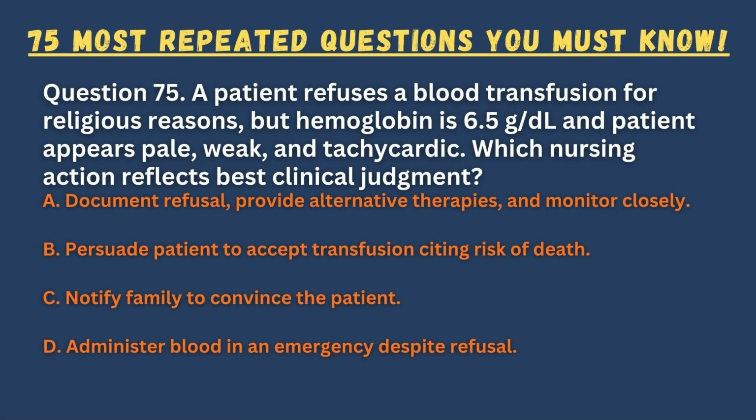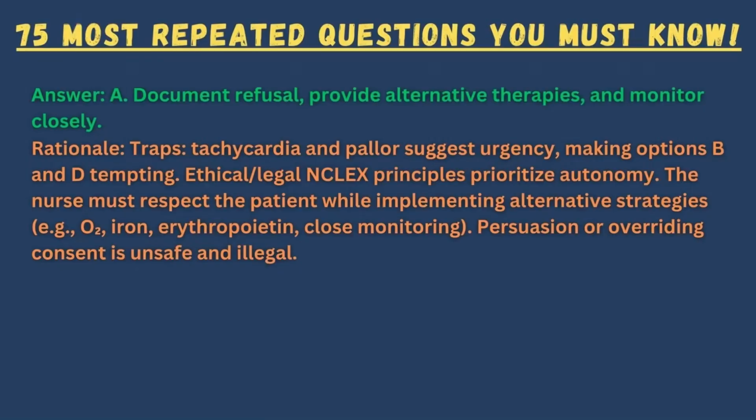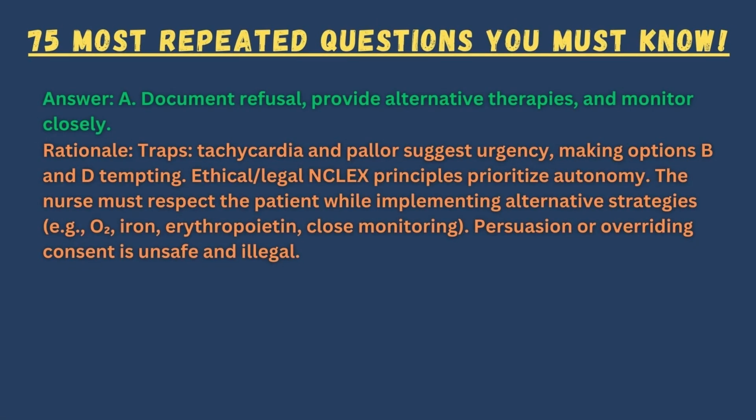Question 75. A patient refuses a blood transfusion for religious reasons, but hemoglobin is 6.5 gram per deciliter and patient appears pale, weak, and tachycardic. Which nursing action reflects best clinical judgment? A. Document refusal, provide alternative therapies, and monitor closely. B. Persuade patient to accept transfusion, citing risk of death. C. Notify family to convince the patient. D. Administer blood in an emergency despite refusal. Answer. A. Document refusal, provide alternative therapies, and monitor closely.